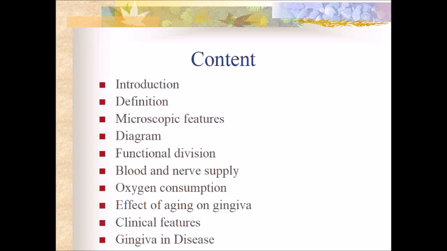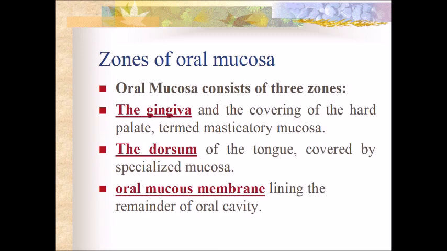Now first of all we will be writing content just because it's a long question. So first of all the points that we will be discussing will be included in the content. First, introduction, followed by definition, microscopic features, diagram, functional division, blood and nerve supply, oxygen consumption, effect of aging on gingiva, clinical feature, and then gingiva in disease.